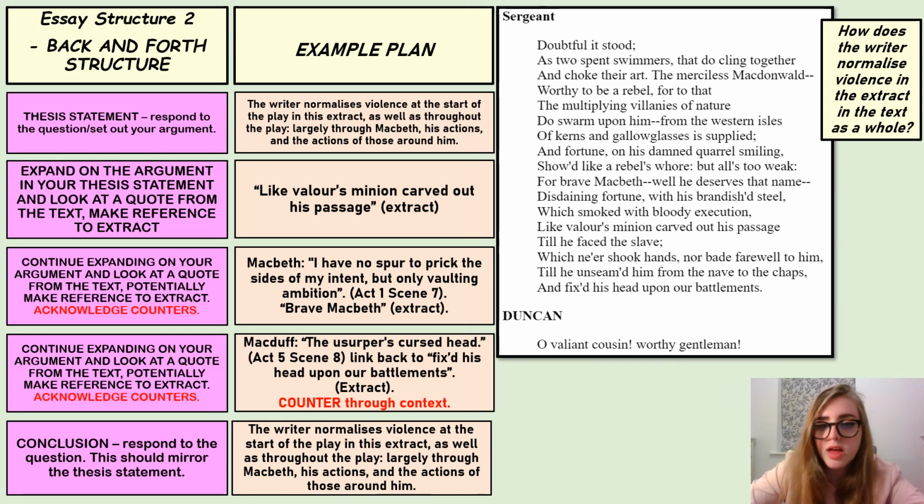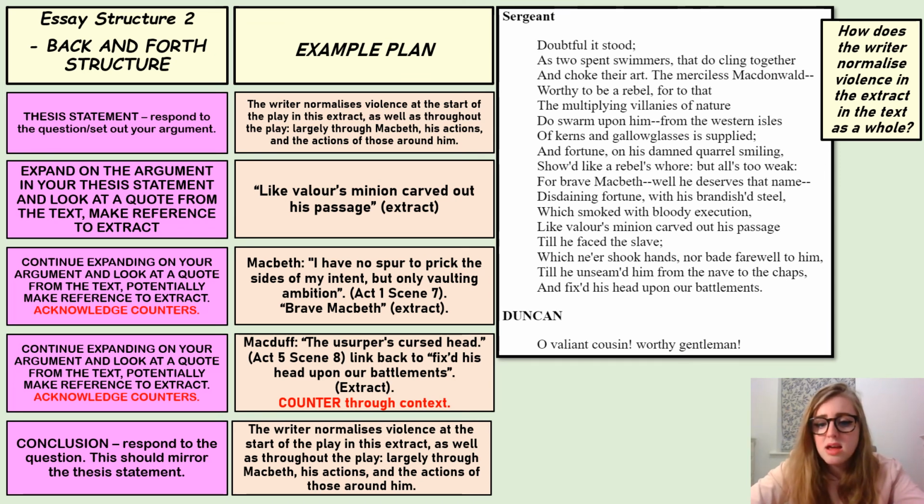So then after that, I'm going to have a look at "I have no spur to prick the sides of my intent, but only vaulting ambition." Talk about again how I think they're confusing ambition, bravery, and normalising violence. And then I can refer back to the extract there as well, because this very easily carries on from what I've just said, which is exactly what I want to do, because I'm leading the examiner by the hand.